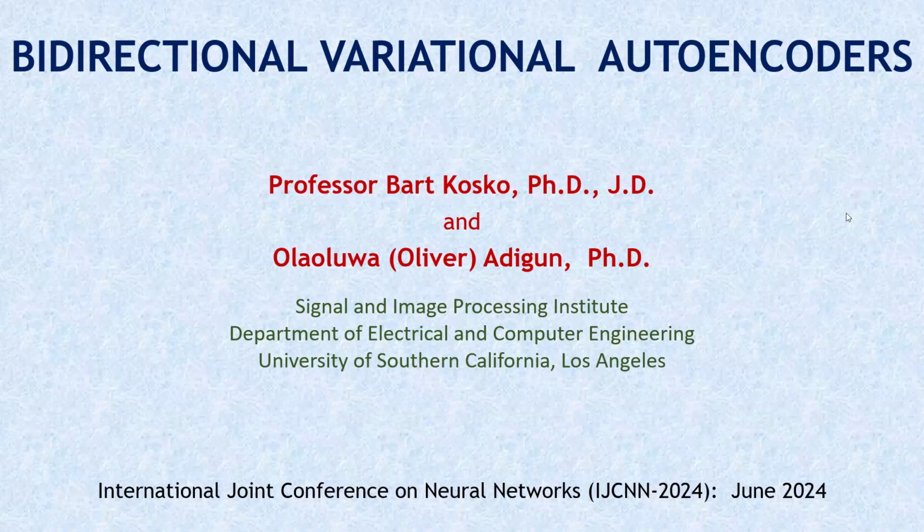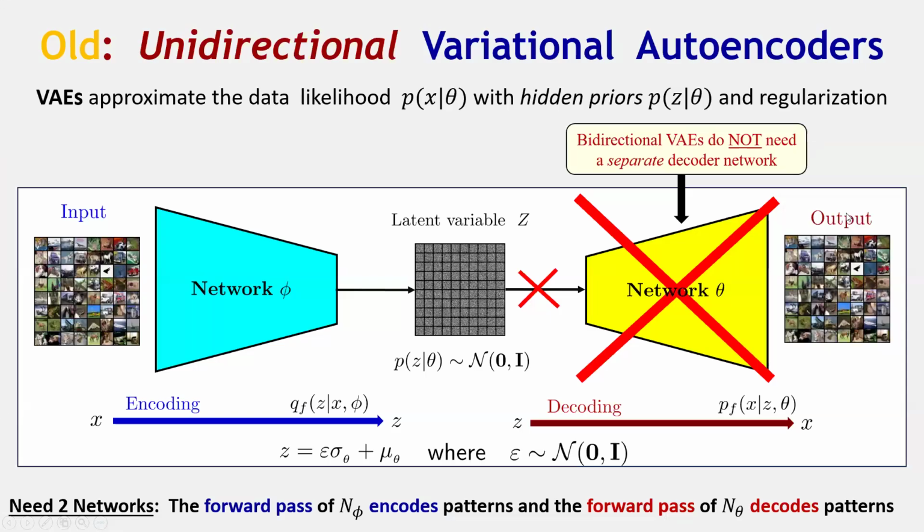What happens if you replace a variational autoencoder with a bidirectional one? We'll show that if you do it right, you reduce two networks to one, and in one stroke, cut roughly in half the number of tunable parameters. You also get, on the image test sets we look at, slightly better performance.